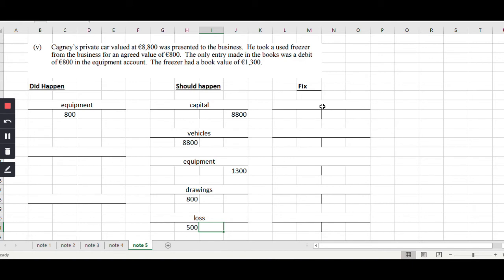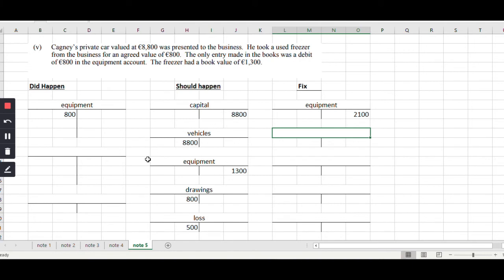So we're going to have to fix all these accounts. So we'll just do them in order. Equipment is at €800 debit, should be at €1,300 credit. So we're going to have to fix that. Equipment. So we're going to have to credit 2,100. Now, I must mention before I carry on, if you look at the did column, there is only 800 on the debit side. There is nothing on the credit side, so there's also going to be a suspense account in this question, in the fixed column. Okay, that's the equipment sorted.